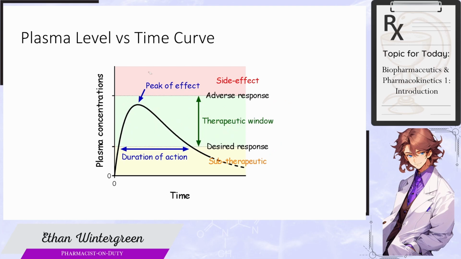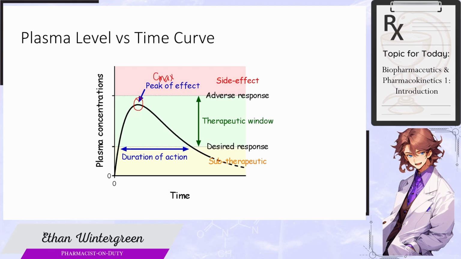Now, let's go over the different parts. Next, you have your peak of effect. The peak of effect, this is your Cmax. It is the maximum concentration that your drug was able to reach after administration. So simply put, it's the highest concentration your drug was able to reach.